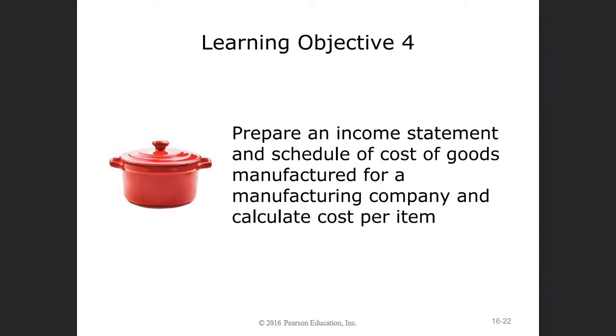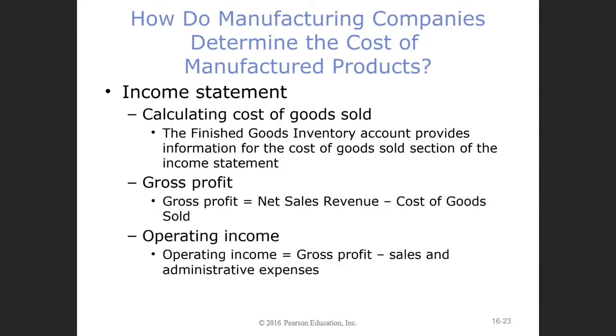All right, so we are going to prepare an income statement and schedule of cost of goods manufactured for a manufacturing company, and also calculate the cost per item. So how do manufacturing companies determine the cost of manufactured products? We're looking here at the income statement, and we're going to calculate the cost of goods sold. To calculate the cost of goods sold, we take the finished goods inventory account that provides information for the cost of goods sold section of the income statement.